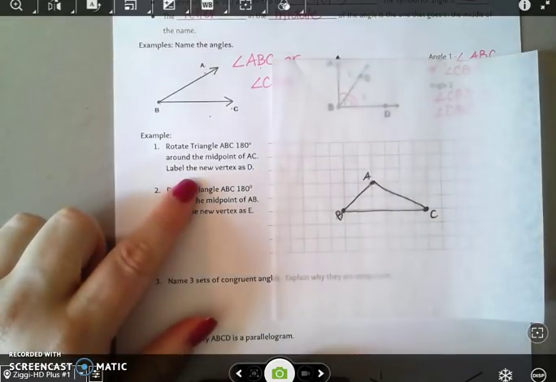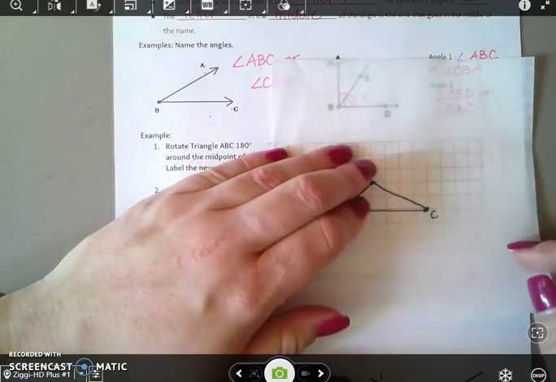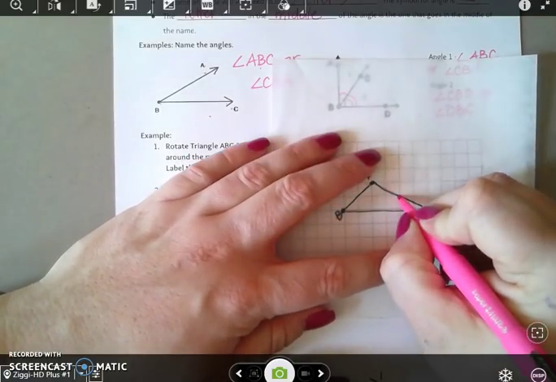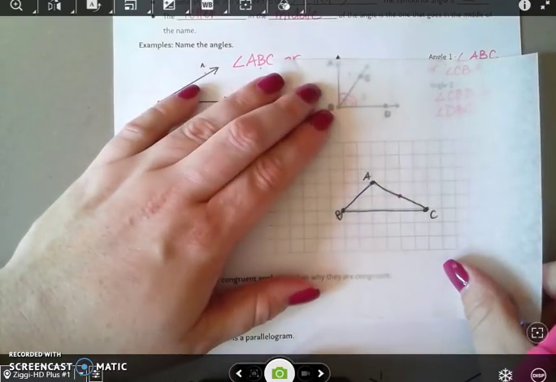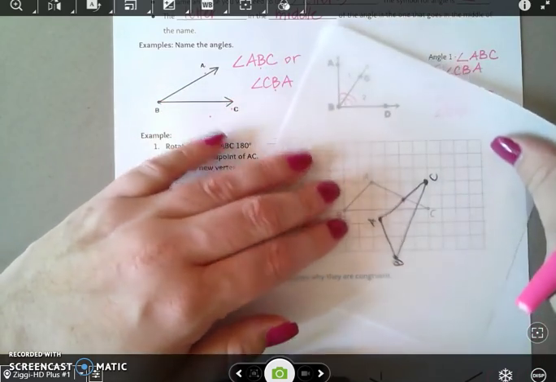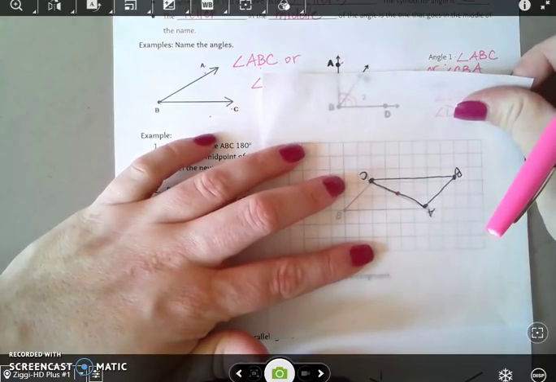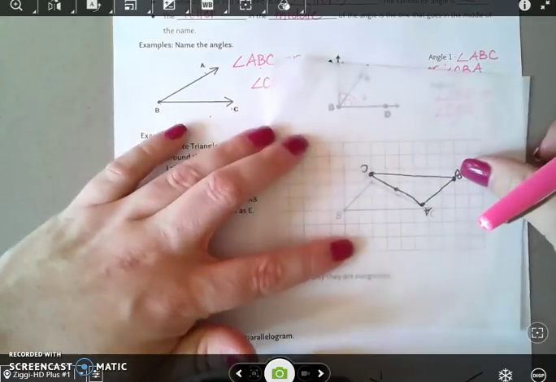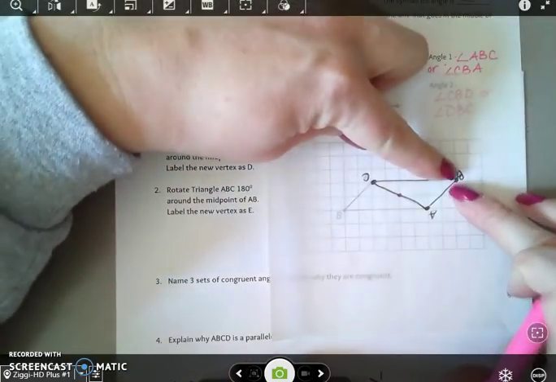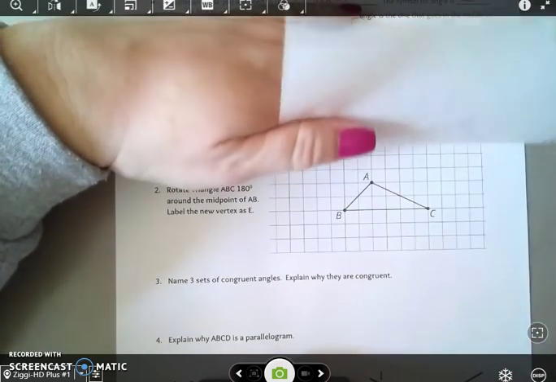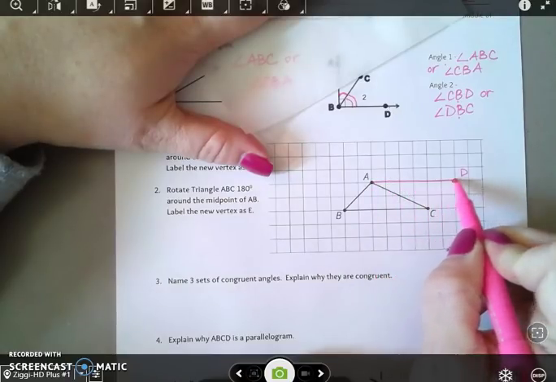So if we rotate 180 degrees around the midpoint of AC, okay, that means I'm rotating around this point, and 180 degrees, which means that I would do 1 turn and 2 turns. Okay, and now I need to put the new vertex, which is this one up here where B is, I need to label that as D. And then connect to make your triangle.